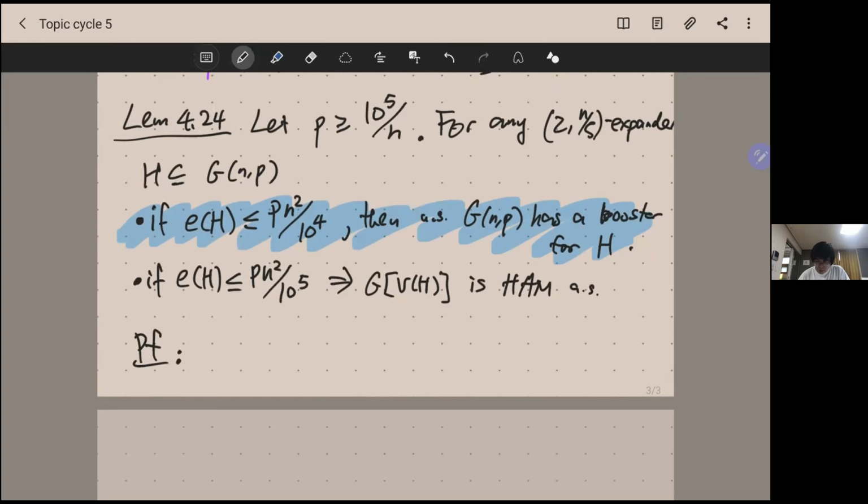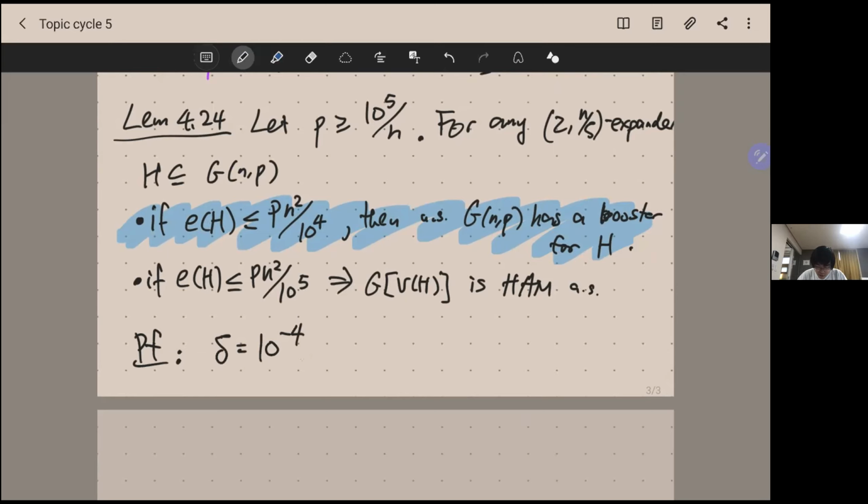So let me not keep writing 10 to the negative 4. We need to prove these first bullet points. Let me just let delta be 10 to the negative 4. And we want to show that every expander with at most delta p n squared edges, G(n,p) has a booster for it.